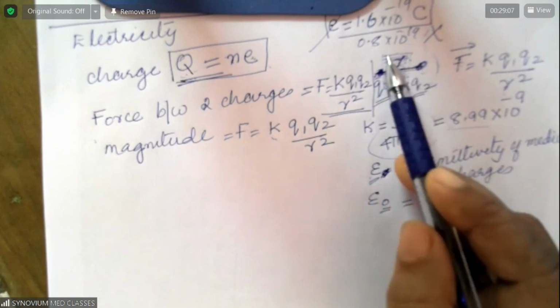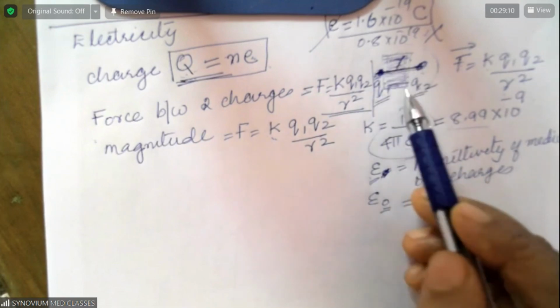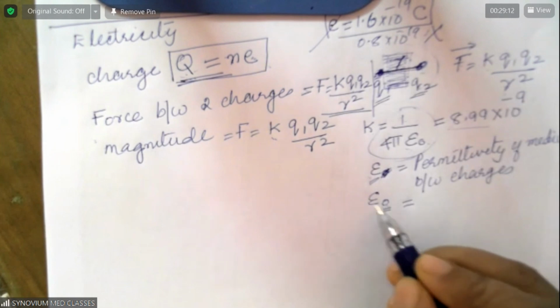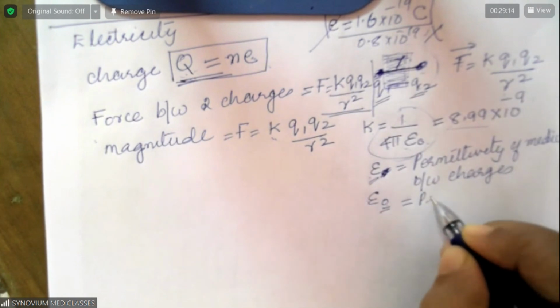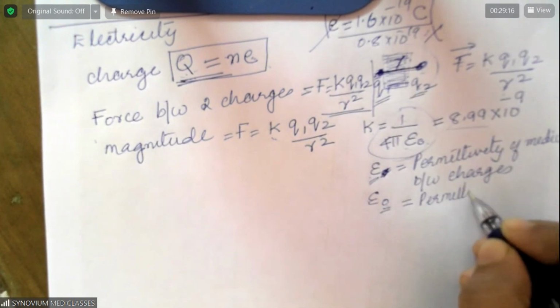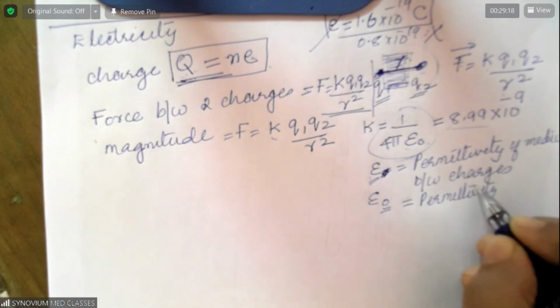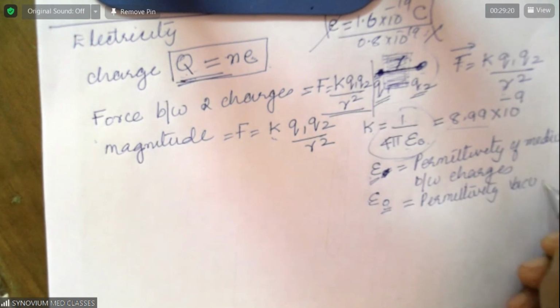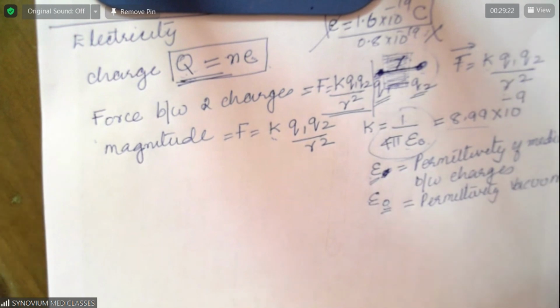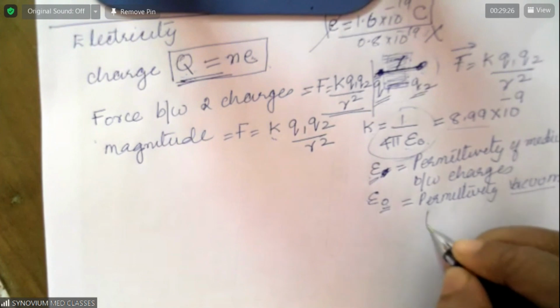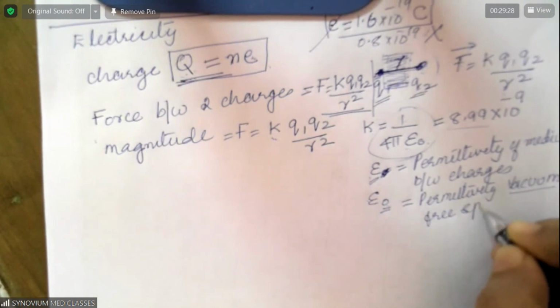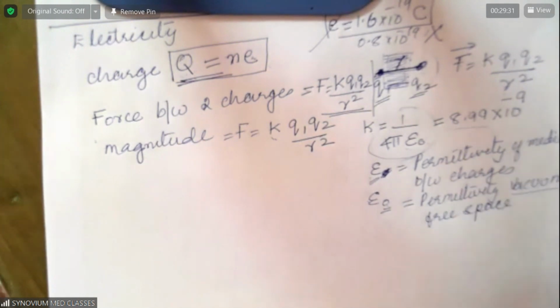If the charges are placed in vacuum, then we say epsilon naught. This is the permittivity of air, or of vacuum, accurately. Permittivity of free space, we say. This vacuum we normally call free space. Permittivity of free space.